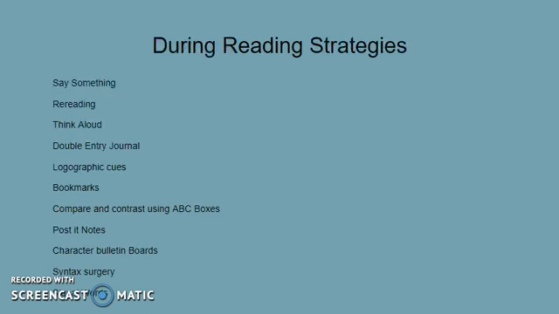So for some during reading strategies, you have say something, rereading, think aloud, double entry journals, logographic cues, bookmarks, compare and contrast using ABC boxes, post-it notes, character bulletin board, syntax surgery, and signal words. So let's look at the character bulletin board.